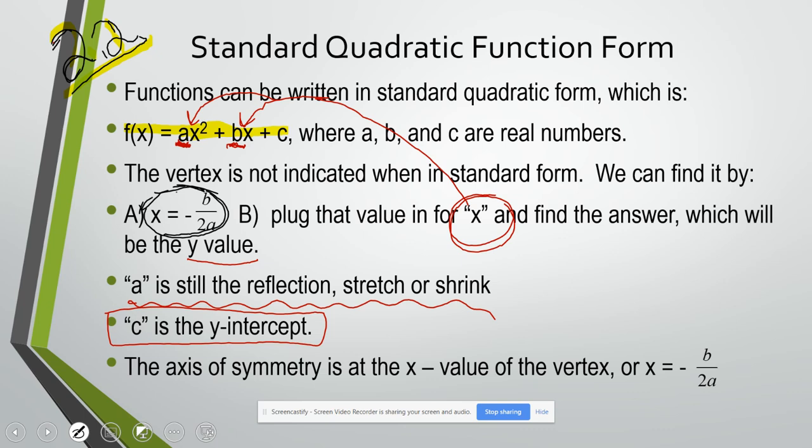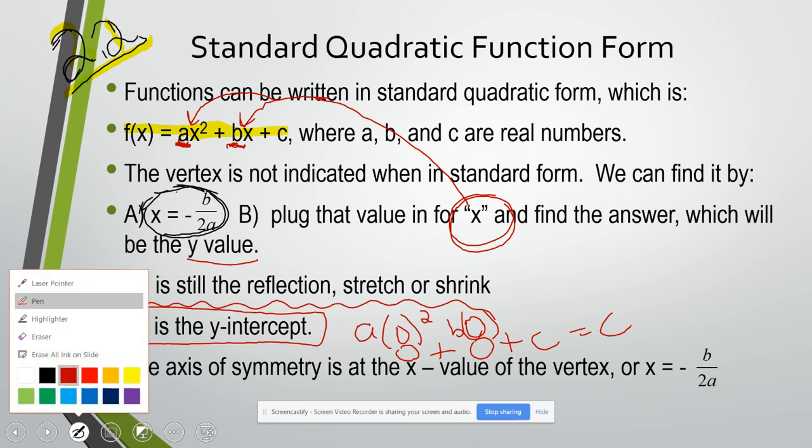And the reason why is when we need a y-intercept, we plug 0 in for x. So a times 0 squared is 0. Plug in 0 for x, the b times 0 is 0. And then we have the c. So 0 plus c is c.